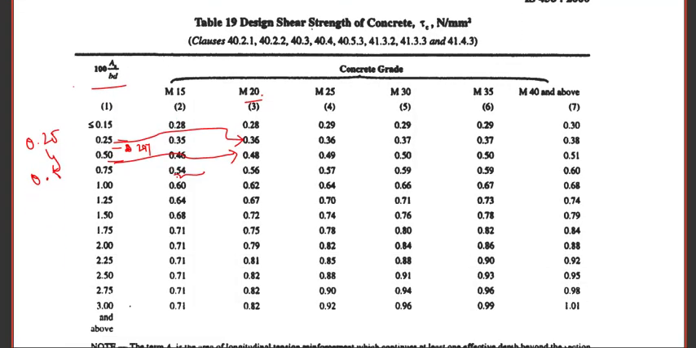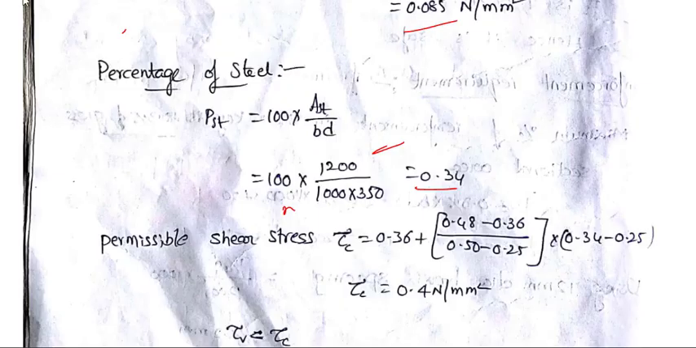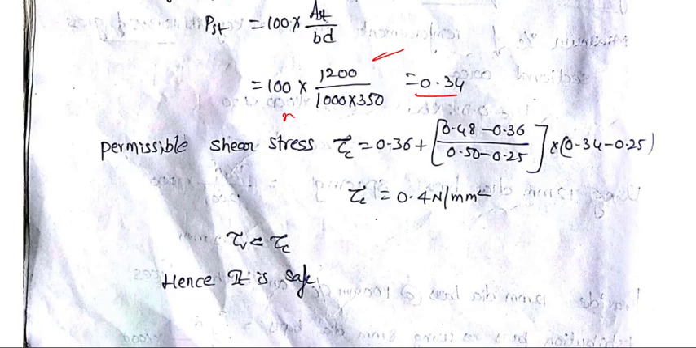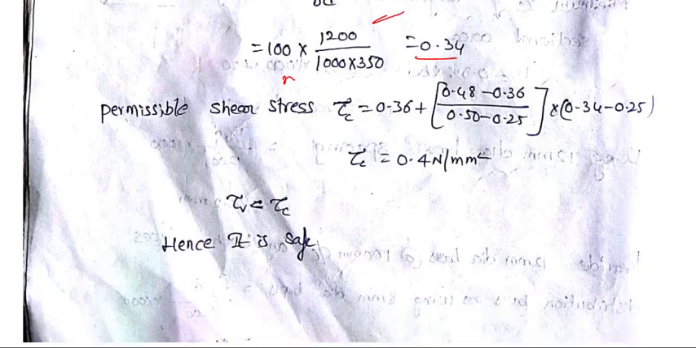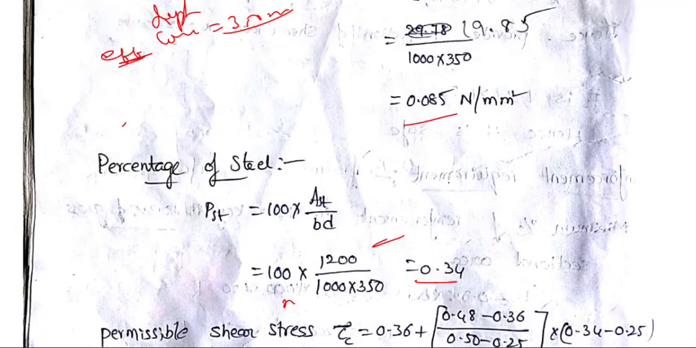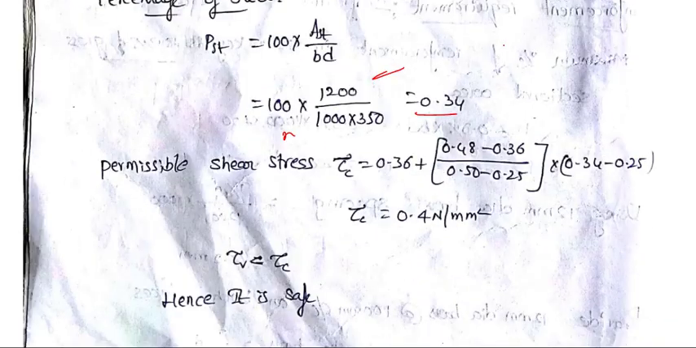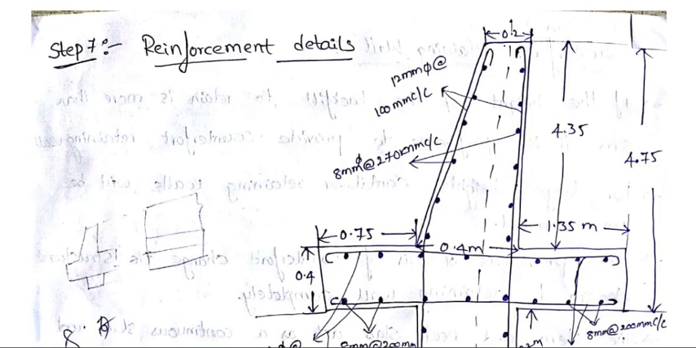So that value will lie between, same like the previous one here, between 0.25 to 0.5. Use a similar iteration process and do the problem. Tau c is equal to 0.4, which is greater than 0.085, so hence it is safe.